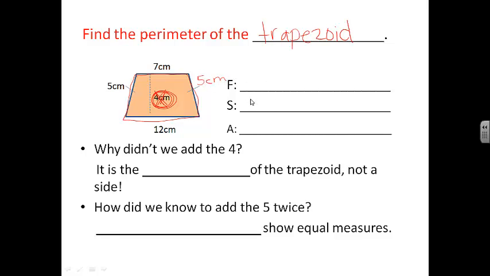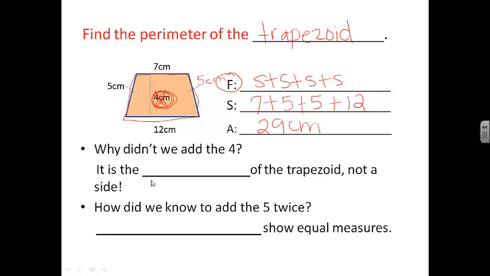Okay? So now let's do our formula. Our formula is S plus S plus S plus S, because I have 4 sides this time. 1, 2, 3, 4. So this would be 7 plus 5 plus 5 plus 12. Okay? Now, when I add all these up, it would be 29 centimeters.